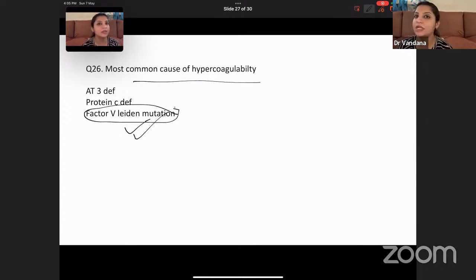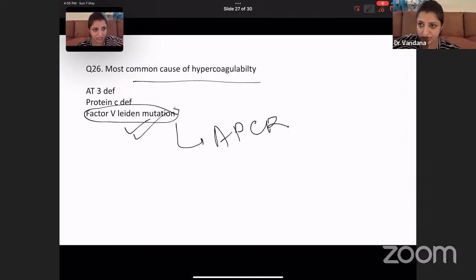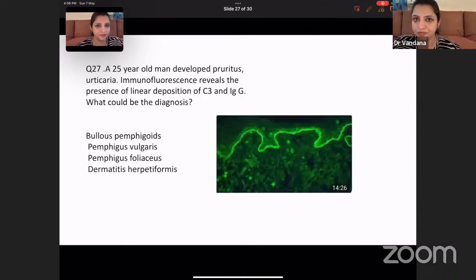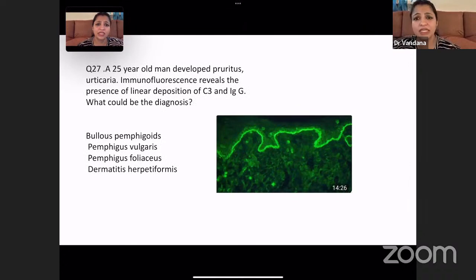Factor V becomes resistant to breakdown by protein C. That is what is happening in factor V Leiden mutation. This is also called activated protein C resistance. So factor V is resistant to protein C, so it is not broken down. This excess factor V causes hypercoagulability, right? This also is a very simple question.